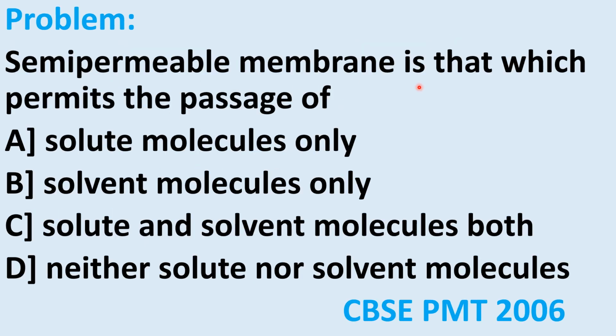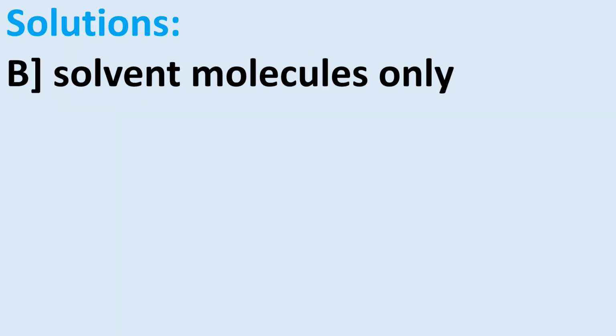A semi-permeable membrane is that which permits the passage of: option A, solute molecules only; option B, solvent molecules only; option C, solute and solvent molecules both; option D, neither solute nor solvent molecules. A semi-permeable membrane is that which permits the passage of solvent molecules only. Thus option B is correct.